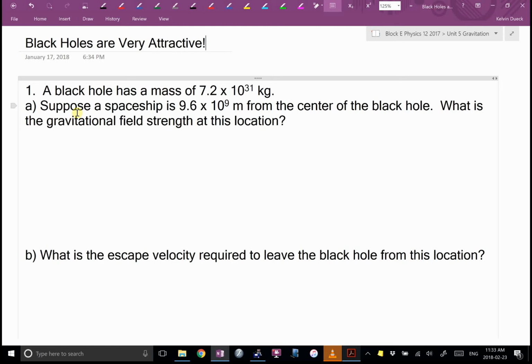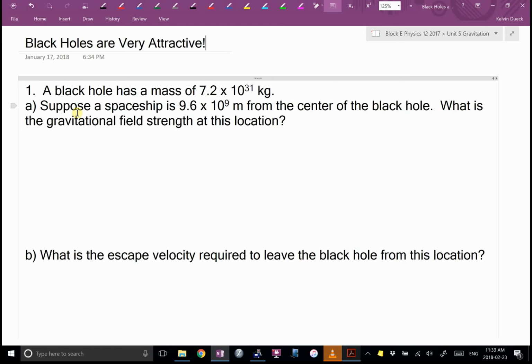There are what are called supermassive black holes. We're not looking at those. But a standard black hole, Alec, usually has a mass of between 5 to 50 times the mass of the sun. The sun is just a little bit too small to form a black hole. It will form a red giant in its death. So we have a black hole that has a mass of 7.2 times 10 to the 31 kilograms. The sun is 10 to the 30th, so it's a little bit bigger than the sun.